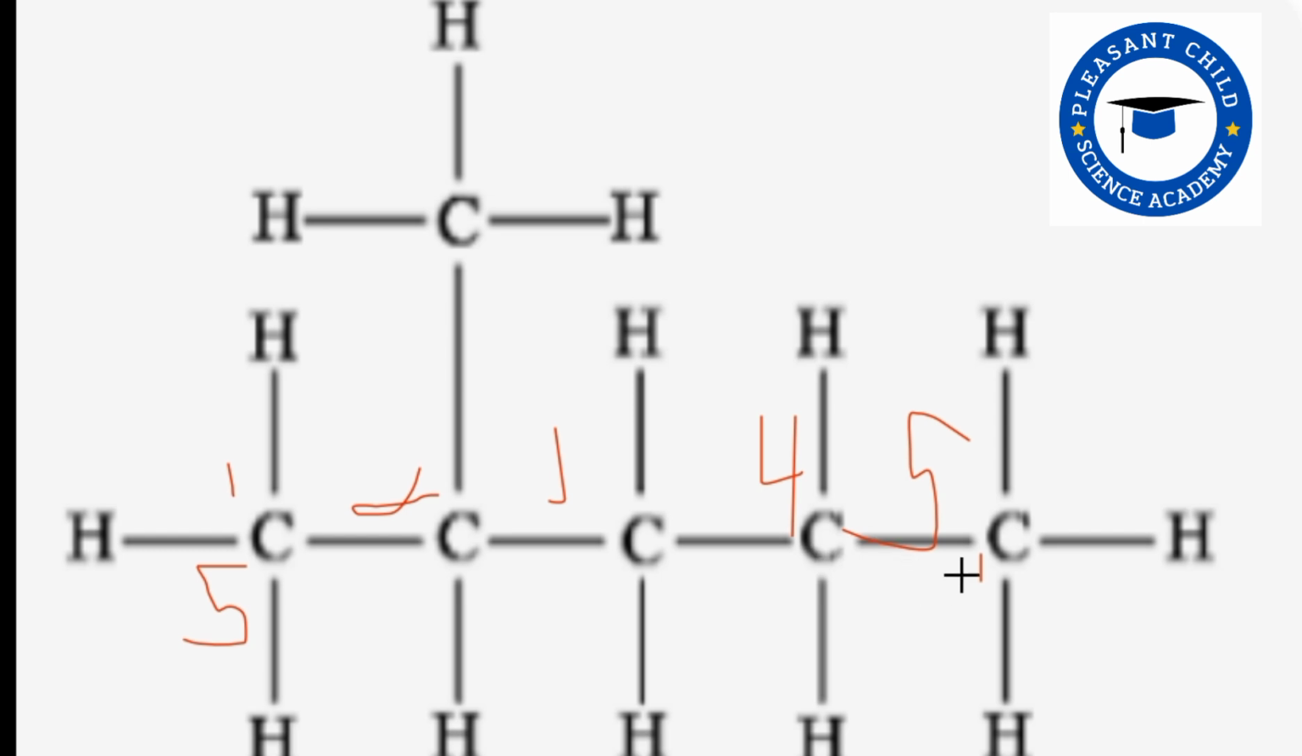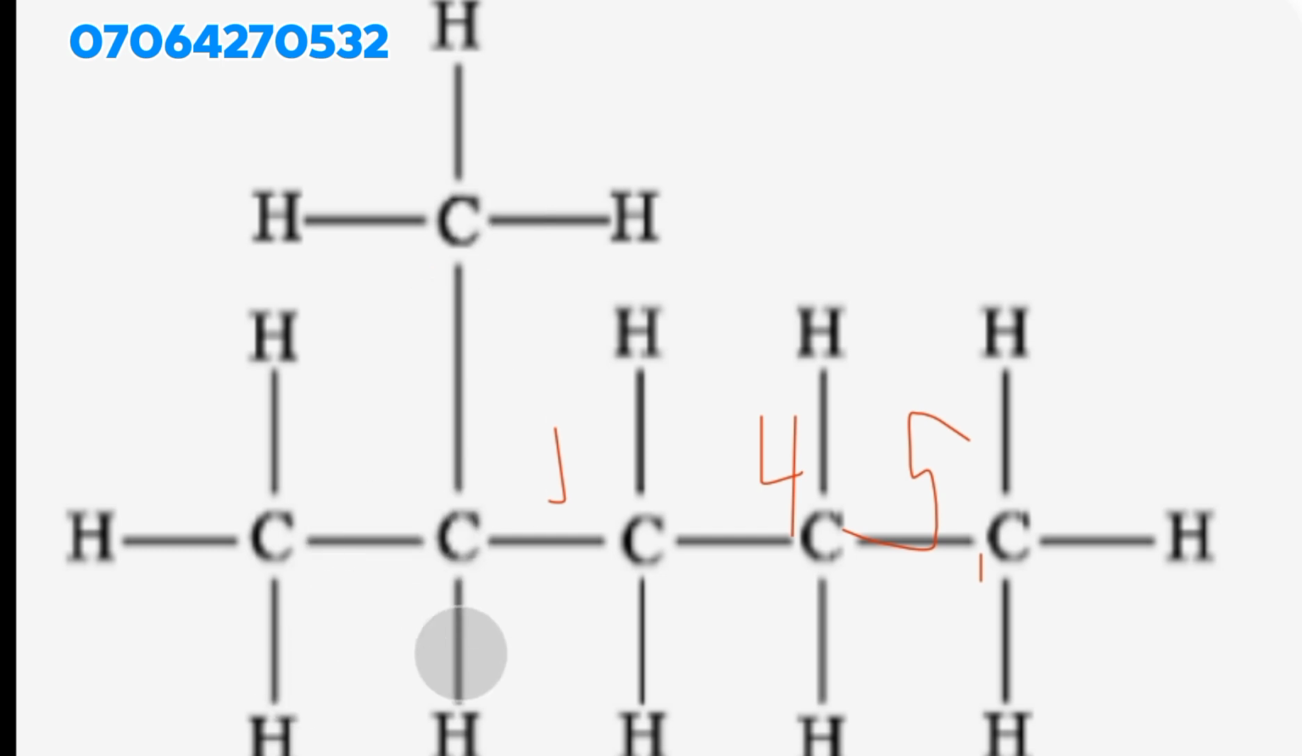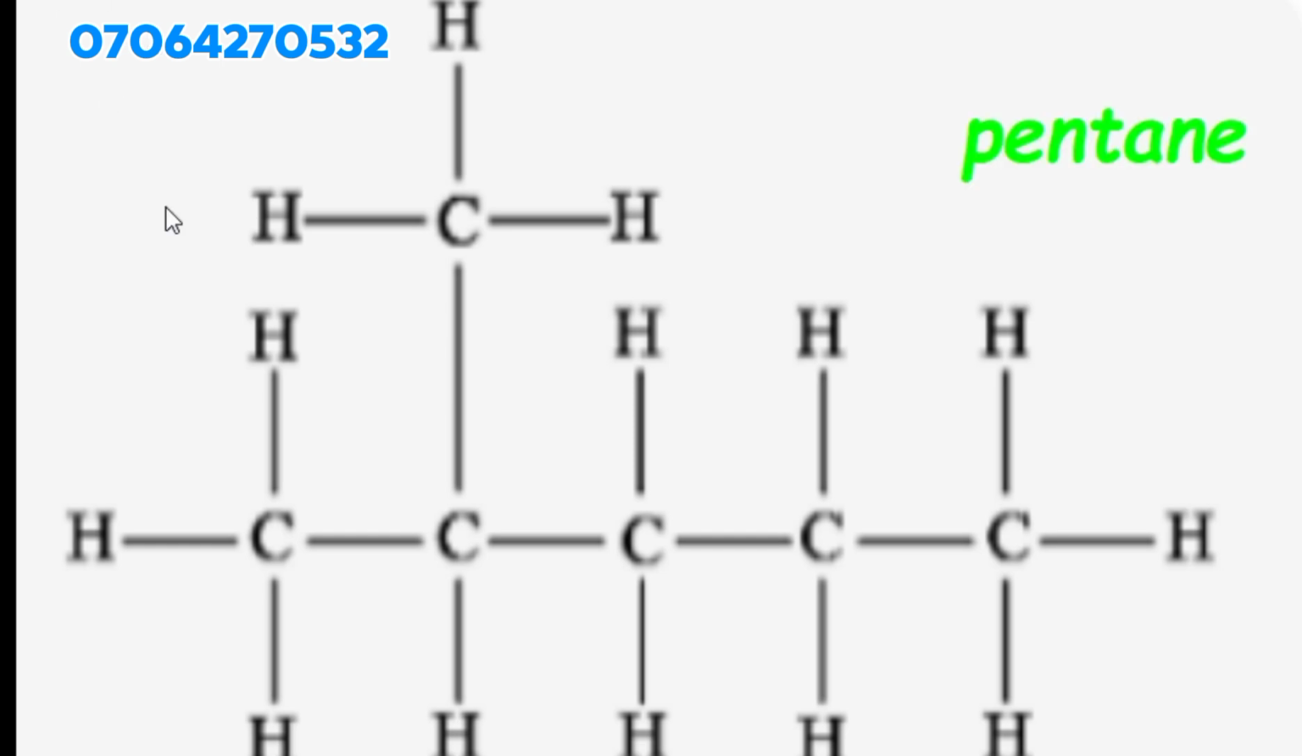Even if we count from this edge, which is 1, when we get here it is 4. So if we go up, our number of carbons will still be 5. Regardless of how we are counting, we are going to have 5 carbons. And 5 carbons is regarded as what? That highest number of carbons is 5, and since it is 5, our parent chain is called pentane.